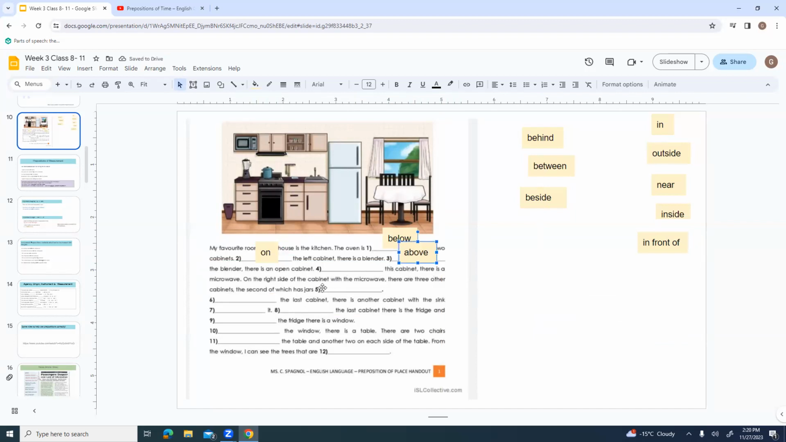Something in this cabinet, there is a microwave. In or inside in the cabinet, there is a microwave. Let's say in. On the right side of the cabinet with the microwave, there are 3 other cabinets, the second of which has jars. Jars inside.